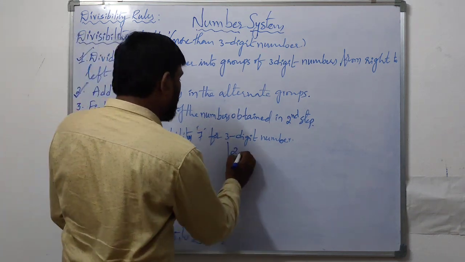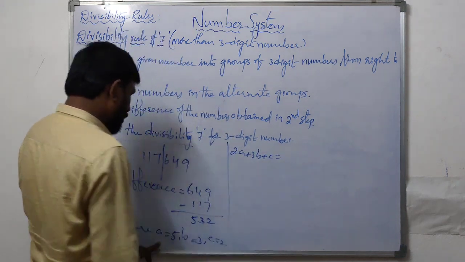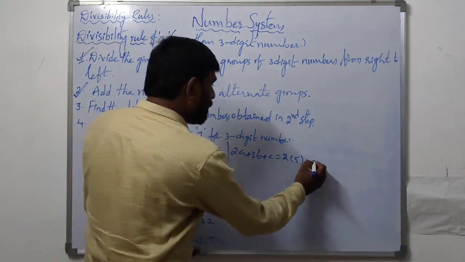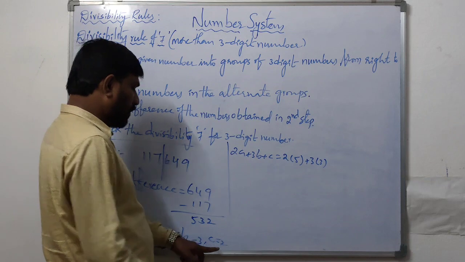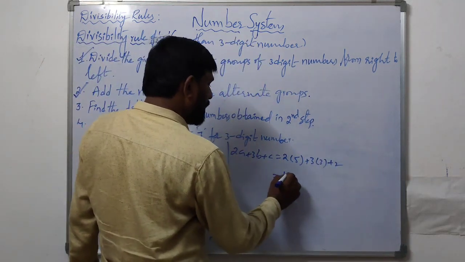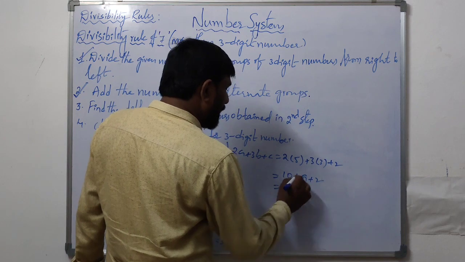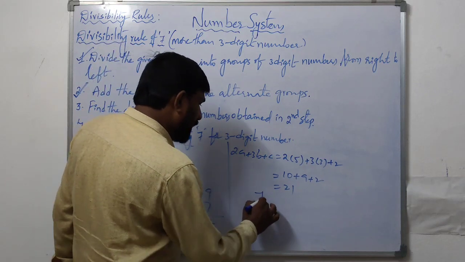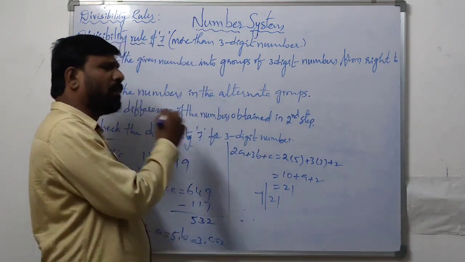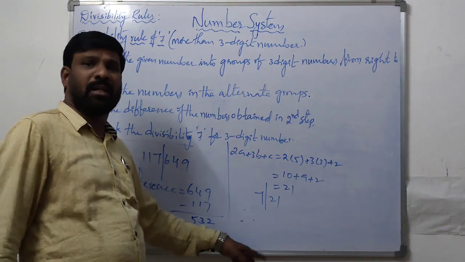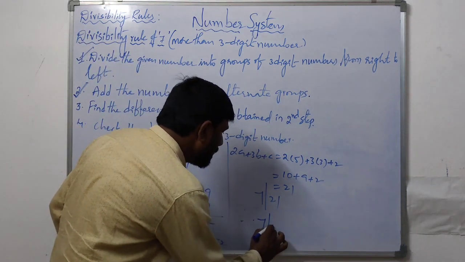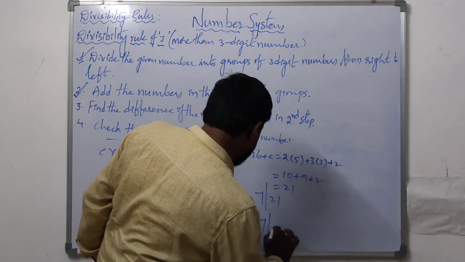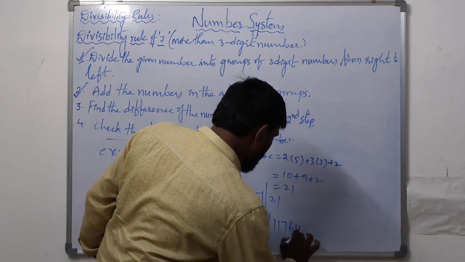Let us check 2a plus 3b plus c: 2 into 5 plus 3 into 3 plus 1 into 2. 2 fives are 10, plus 9, plus 2: 19 plus 2 is 21. Is 21 divisible by 7 or not? Yes, 7 divides 21. Therefore, if this last 3-digit number is divisible by 7, then the whole number is also divisible by 7. What is that number? 117649.